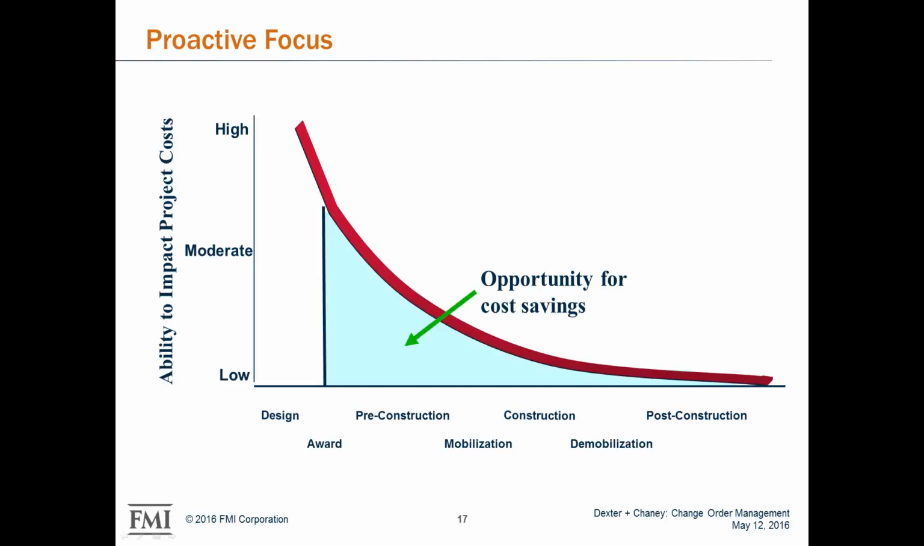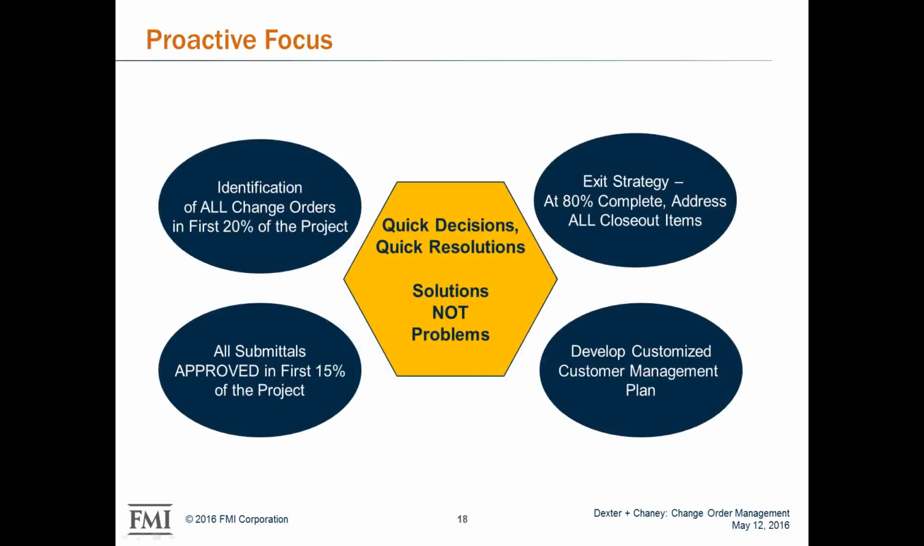So what this means is that you need to go through all the documents, clarify anything you can, and get ahead of the game. You've got a plan. Part of this proactive focus, I think we've talked about this before, is that we've got to try to identify all the change orders that we have in the first 20% of the project. And how do we do that? Well, one, we get all the submittals in. We go through and look for cloudy scopes, ambiguous scopes, things that don't make sense. We get all these RFIs done. We get all that in place, and we look for things. That's how we identify these change orders.